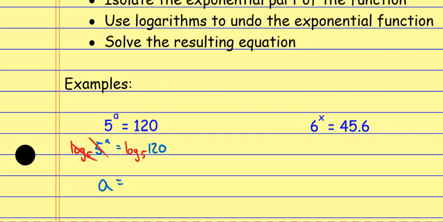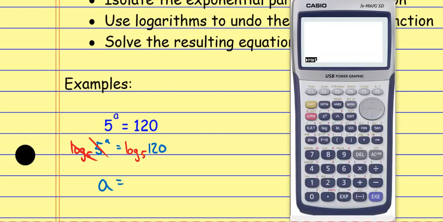On the other side of the equation, well, that's a job for my calculator. I know how to plug that into the calculator. That's where I do my change of base formula. It's the natural log of 120 over the natural log of 5. So natural log of 120 divided by the natural log of 5. Okay, so that's how we plug it into the calculator.